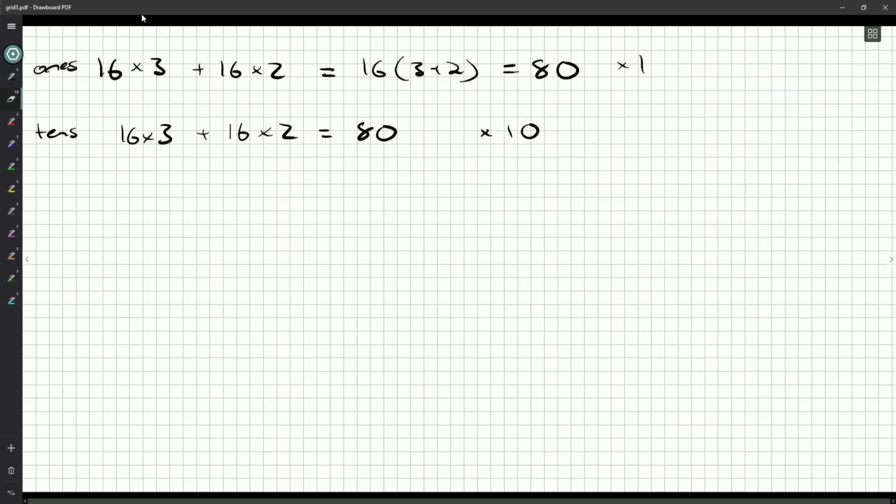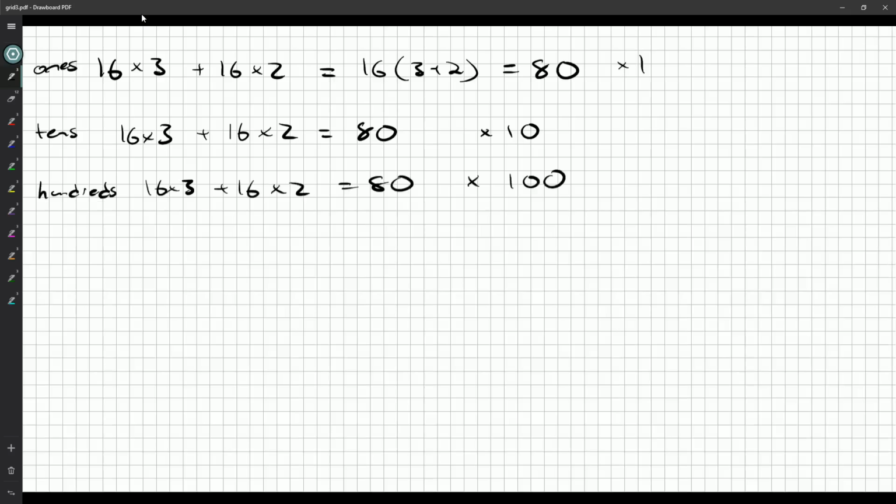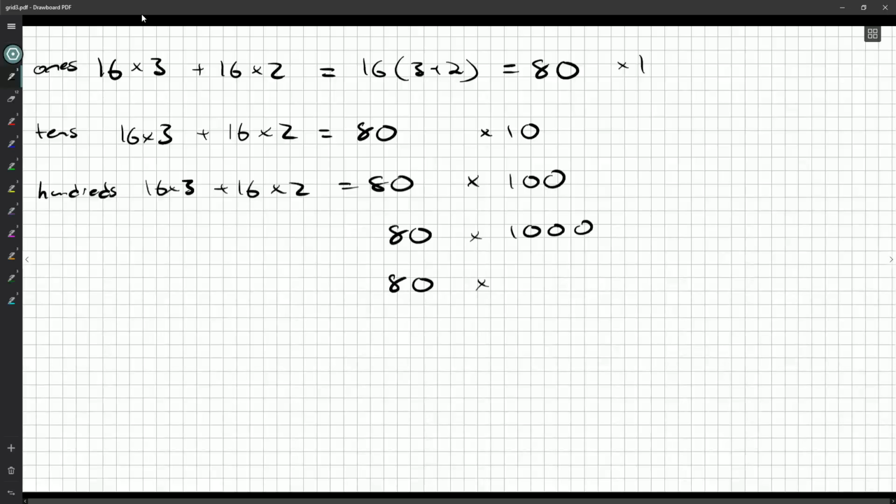How about if we just added up the numbers in the hundreds? Well, there's going to be 16 threes and 16 twos, and that's a total of 80. But we multiply that by 100 because we're actually getting 16 300s and 16 200s. And we just keep going on like that. So you'll get 80 times 1,000, and finally 80 times 10,000. And this is what we want to add up.